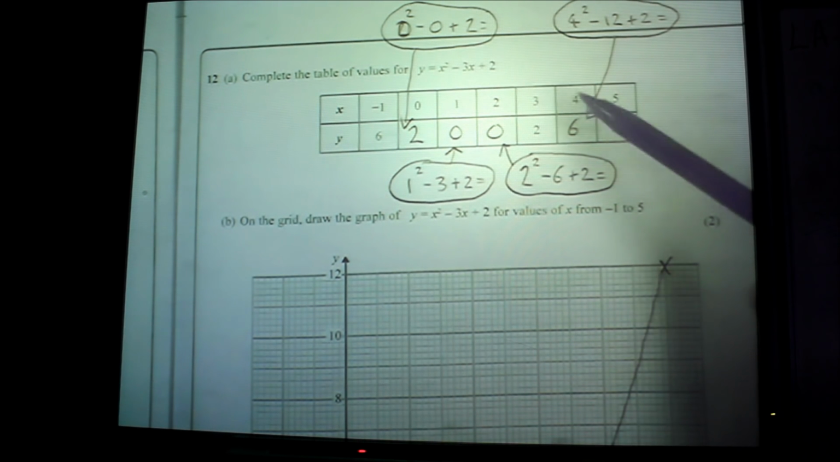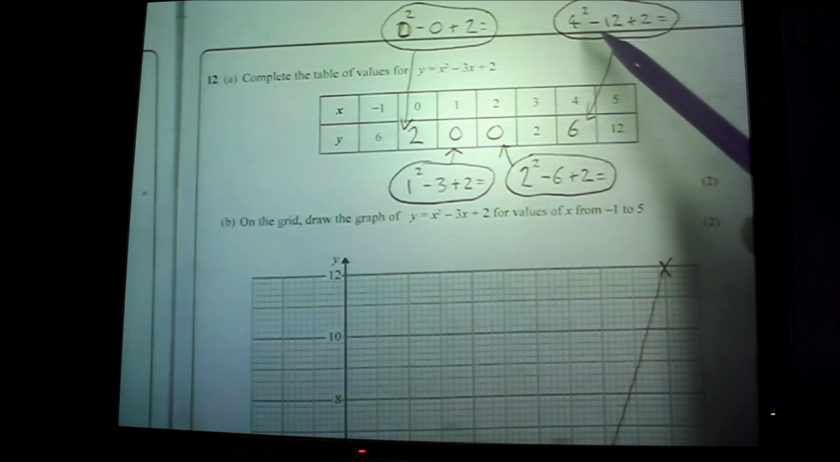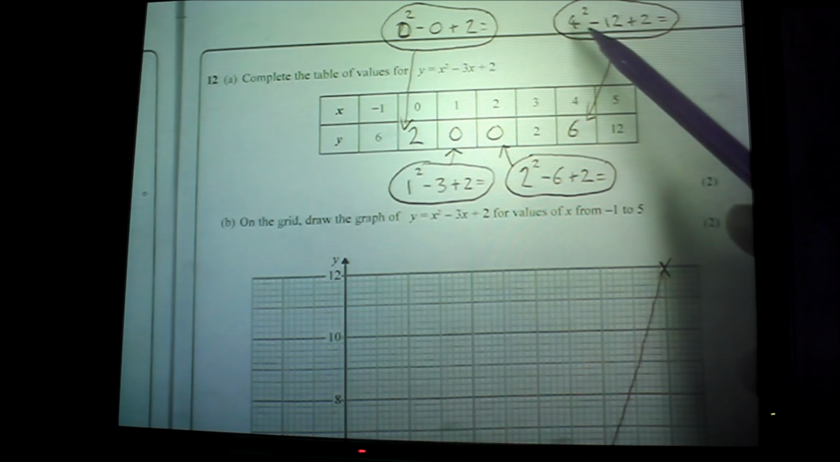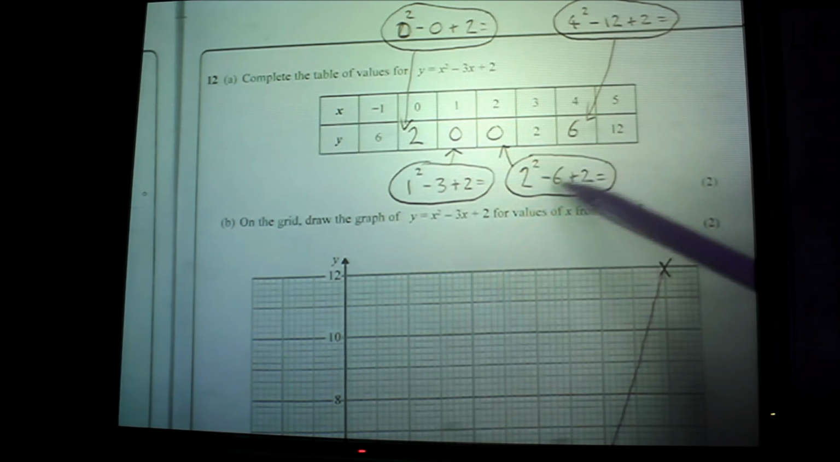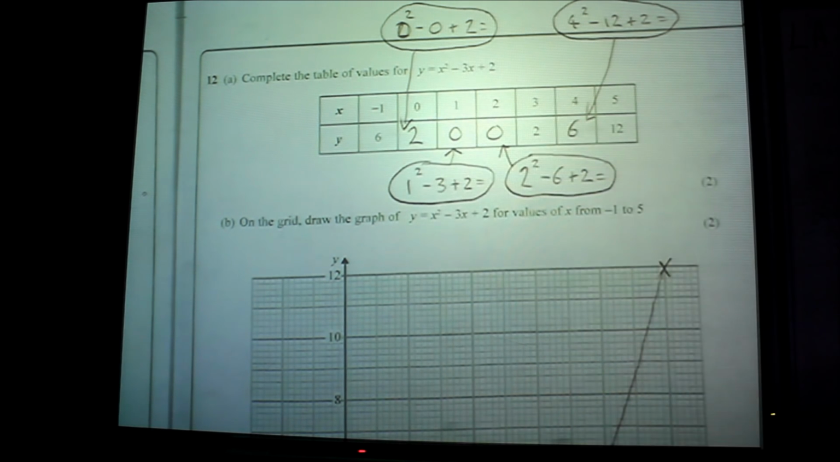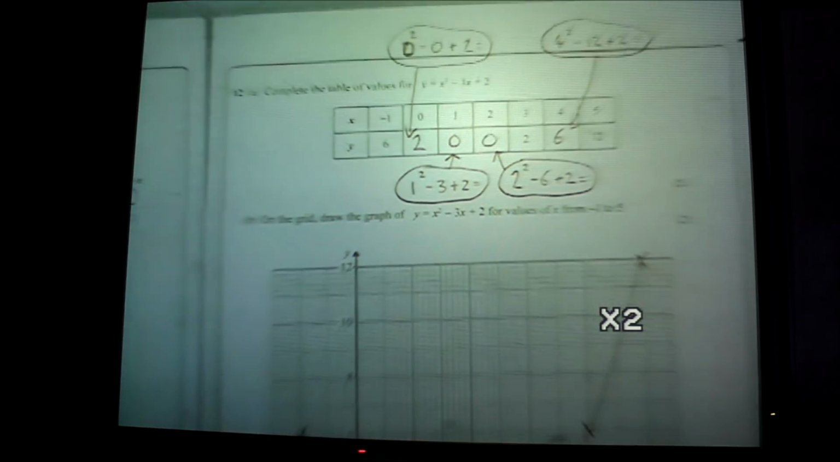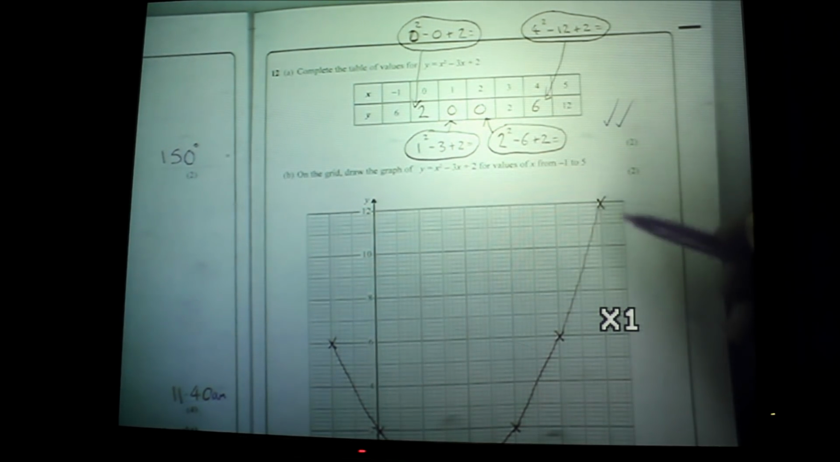So I substitute in this value of 4 here. So it's 4 squared, take away 3 lots of 4, so that's 12, add 2, and that gives you 6. Because that is 16, take away 12 is 4, add 2 gives you 6. And I've just done that for all of these, and these are the numbers I've got out of it. What you then need to do is plot your points. So I've done 2 marks on that top bit, by the way. If you get 3 of them right and 1 wrong, you still get 1 mark for it.